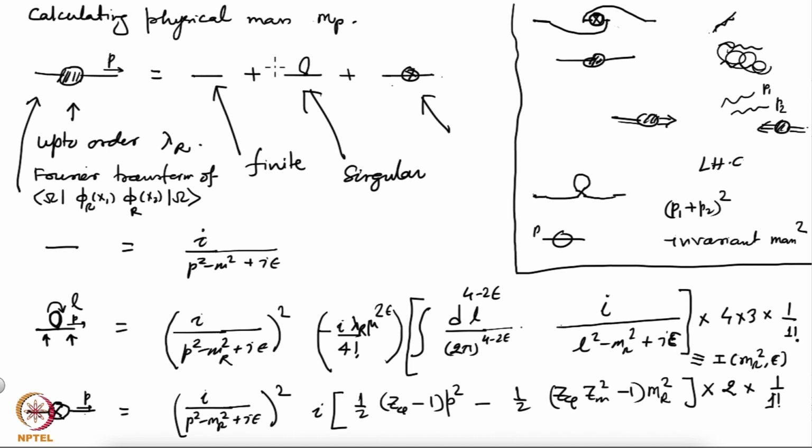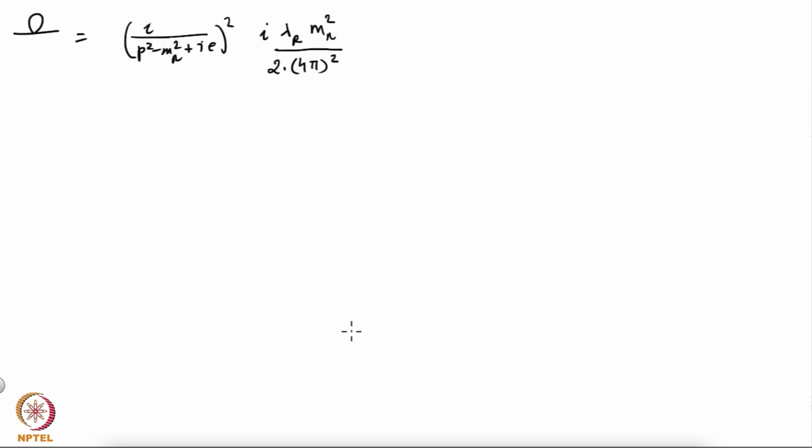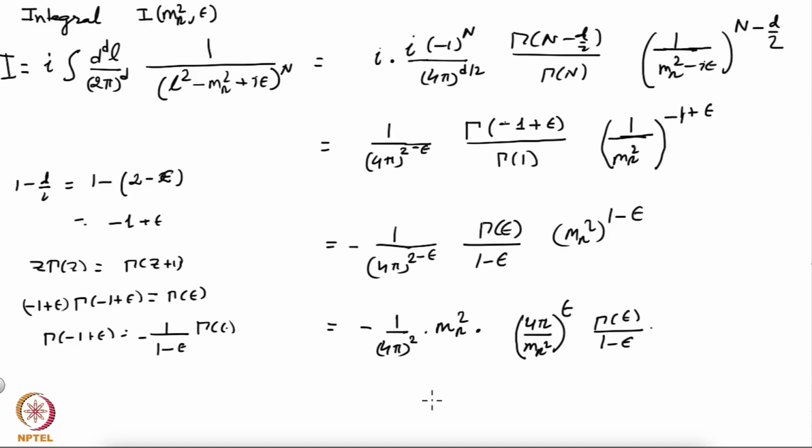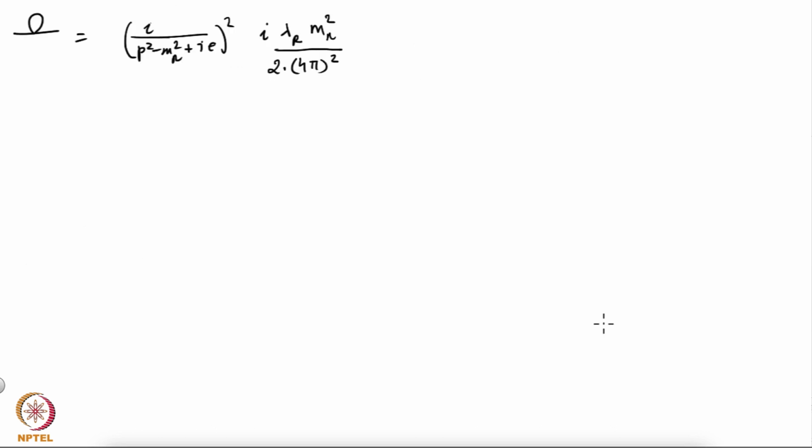Then I have taken care of lambda r and this factor of i, and then I have pulled out an mr square from the integral, and this 4 pi squared also I have already taken. Now I should write these factors, including the mu square to the epsilon. So I have 4 pi mu square over mr square to the power epsilon. Then you have gamma of epsilon over 1 minus epsilon, and mr square I have already taken here. So let me check. i over 2 lambda r mr square over 4 pi squared, 4 pi mu square over mr square to the power epsilon, gamma epsilon over 1 minus epsilon. So that's correct. That's the correct result.